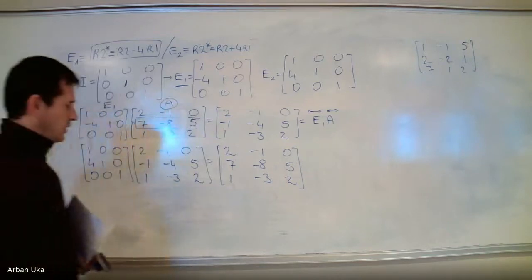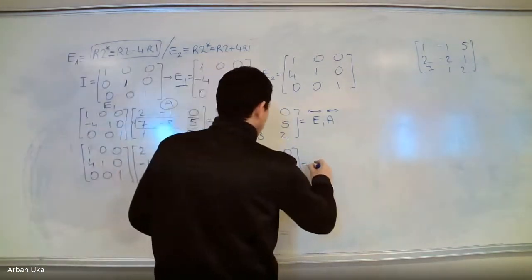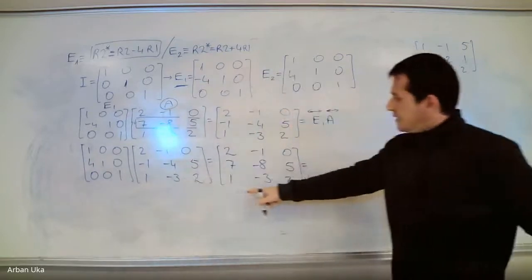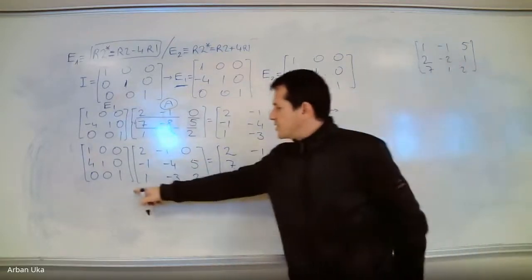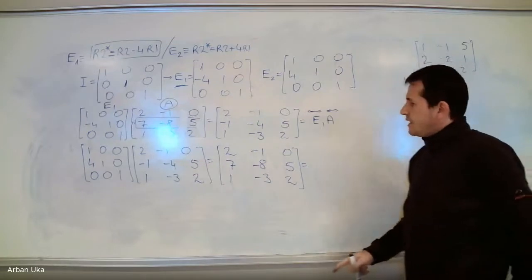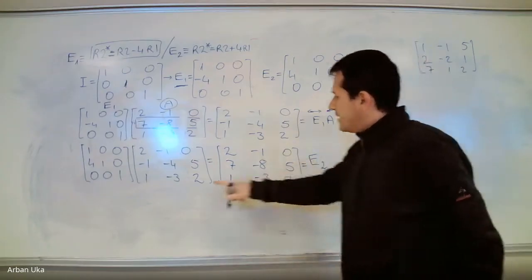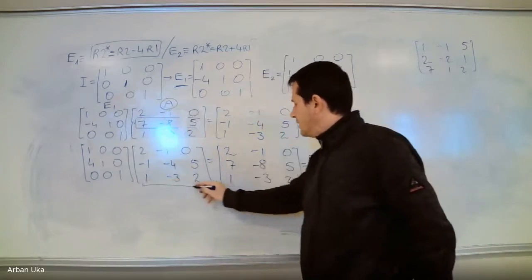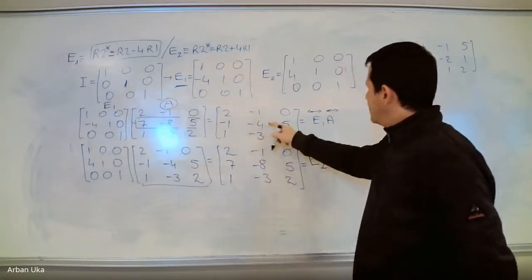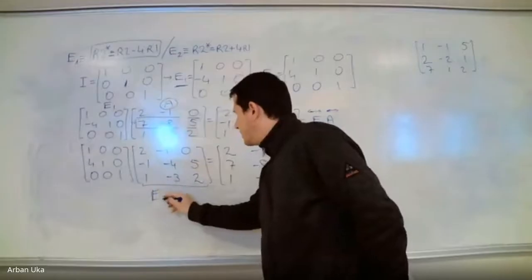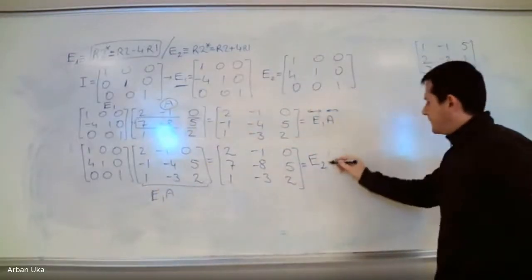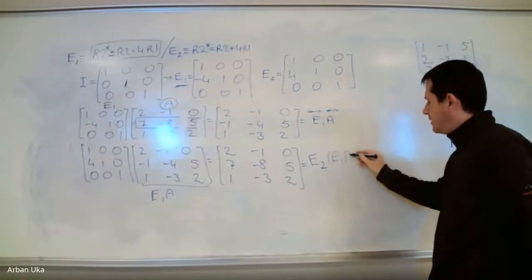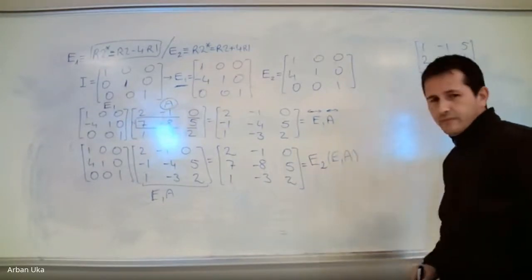So this is equal to what? How can we represent this operation here in matrix notation? E2 times A. Say it again. E2 times A. Times A. This is not A. This matrix here, we got it from matrices. Okay? Would you agree?